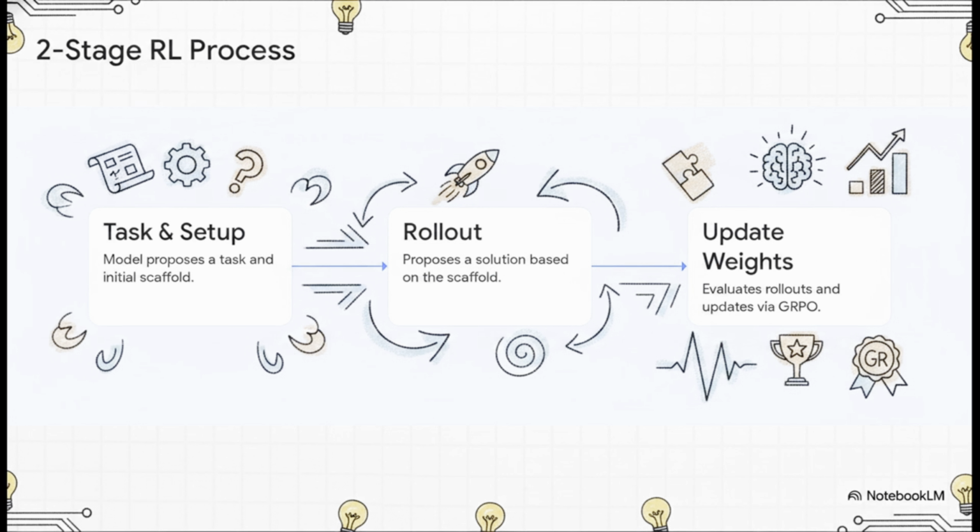To pull this off, Ornith uses this really clever two-stage reinforcement learning process. First up, the model proposes a task and an initial scaffold, or harness. Next, it proposes a rollout solution based entirely on that scaffold. And finally, it evaluates multiple rollouts and uses a reward signal, specifically Group Relative Policy Optimization, or GRPO, to update the model's weights. Basically, what this means for you as a developer is that every single training step made Ornith better at two things at once: building a bulletproof game plan and executing a flawless final solution.